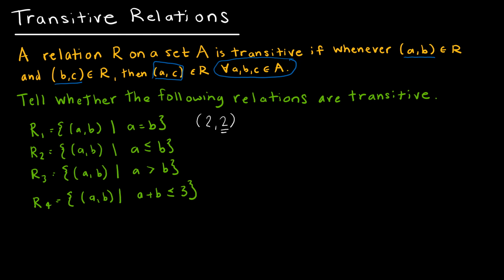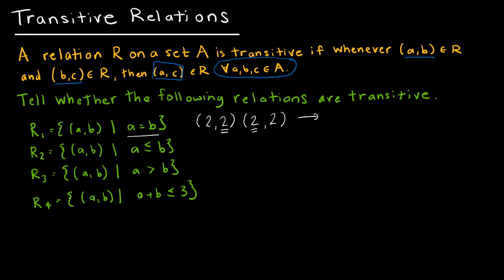Now what we're saying is this second element of the ordered pair is going to match the first element of the next ordered pair. Now if my next ordered pair starts with a 2, then according to my relation, the second part of my ordered pair must also be a 2 in order for it to be in the relation. So this is saying whenever (2, 2) is in the relation and (2, 2) is in the relation, then that implies that what is in the relation?